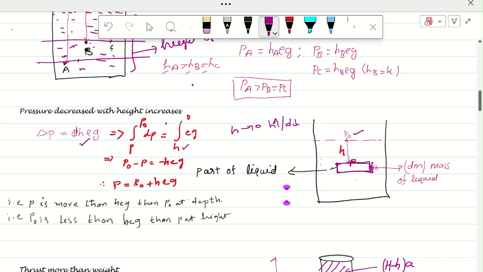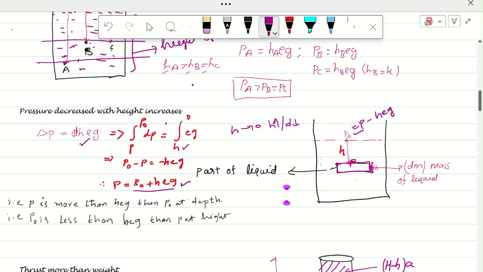Then let us see what happens to the pressure. Here I have taken P, and here P naught. Therefore, integrating the varying pressure from P to P naught, P naught minus P is equal to minus h rho g. Then P is equal to P naught plus h rho g, so the pressure at this point is more. P naught is equal to P minus h rho g, so P naught is equal to the pressure at the depth point minus h rho g.